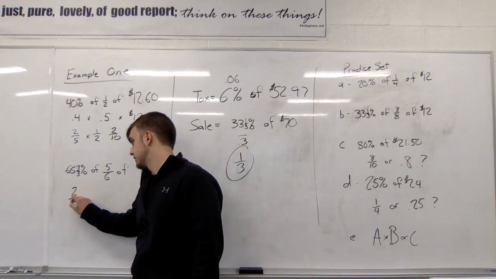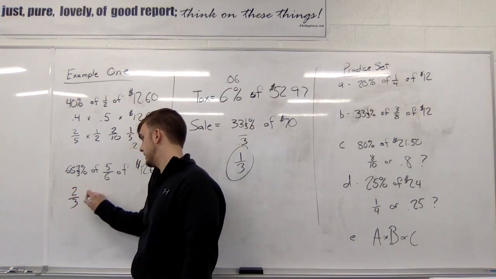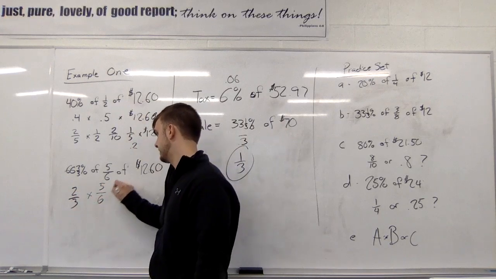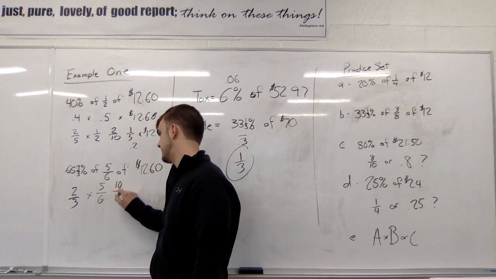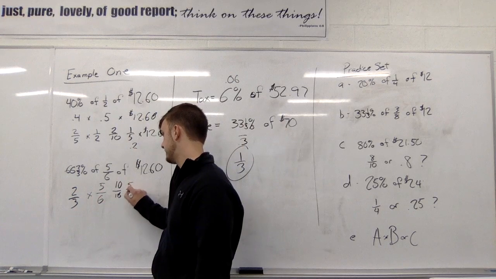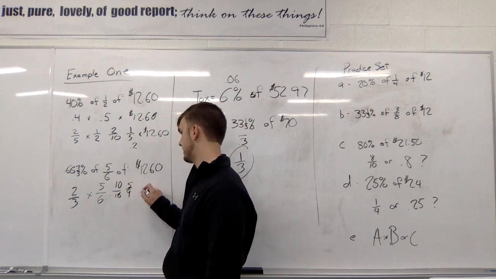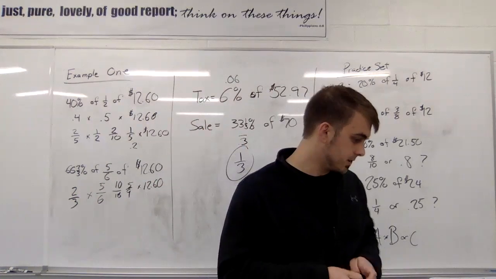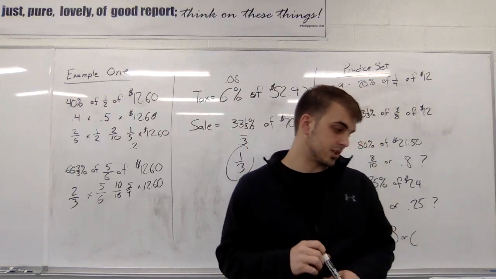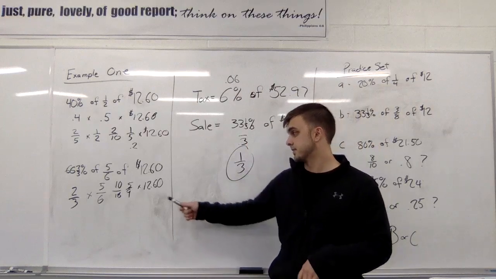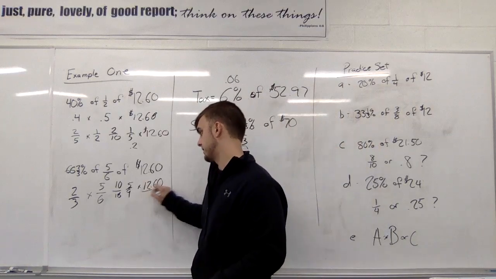It's 2/3. 2/3 times 5/6. What do you got there? You have 10/18, which is 5/9, and then you could multiply that times $12.60. The book would tell you to change 66 2/3 to, it would tell you to do it this exact way. Just do it this way and then multiply it that way.